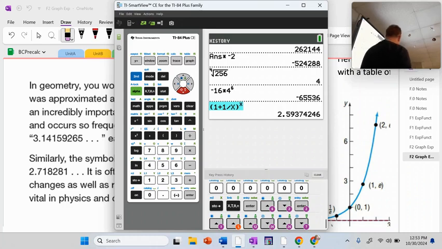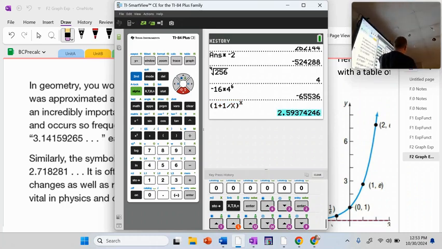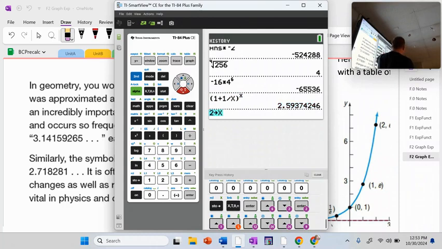So what I did is, let's skip this first one. That's a random x value that's plugged in my calculator already. I plugged in 2 for x. How do I do that? 2 store x. So all I'm doing is evaluating that expression when x equals 2.